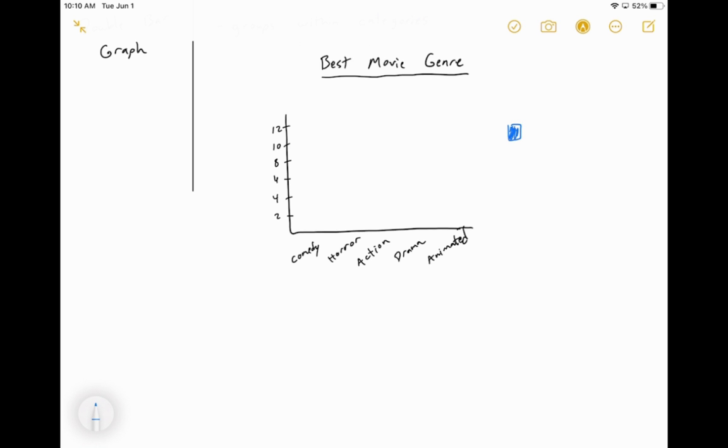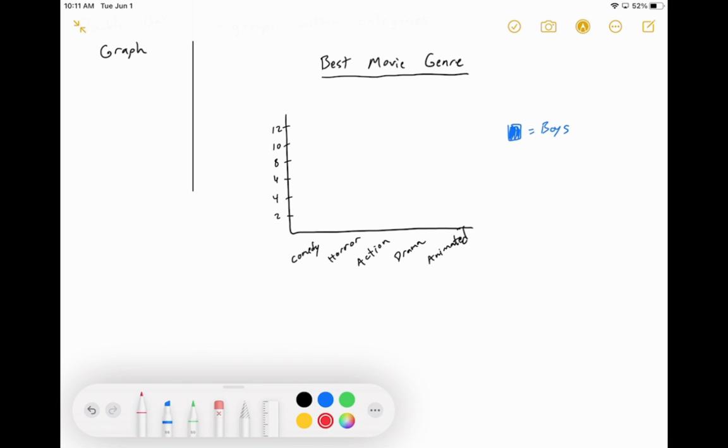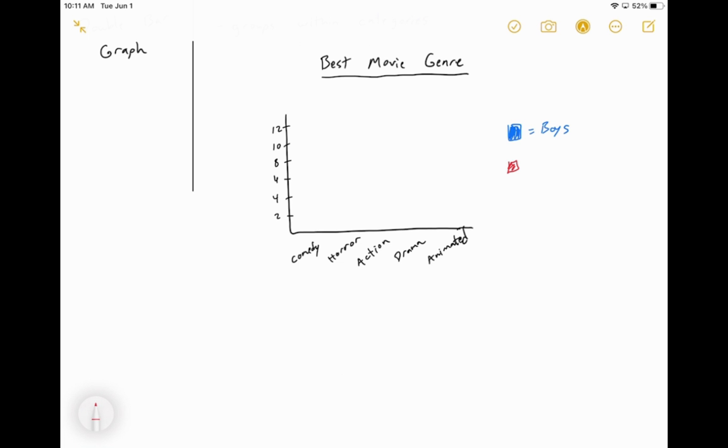So we'll just say the blue. If you don't have different colors, you could just use different designs, like one's shaded and one's not, or one has dots and one doesn't, something like that. Okay, so we'll say the blue represents the boys, and we'll say the red represents the girls.